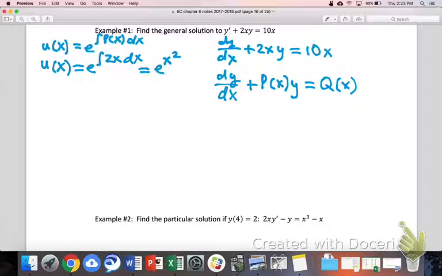Okay. So we're going to multiply everything through by that. That makes sense? Okay. So I'll do it in a different color, I guess. So dy/dx, and then I'm going to multiply by e to the x squared.